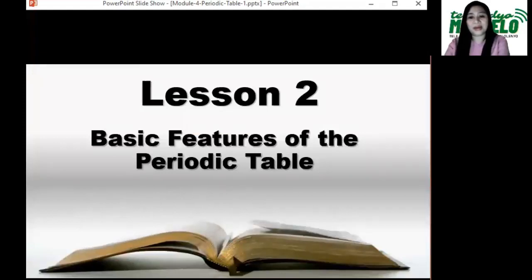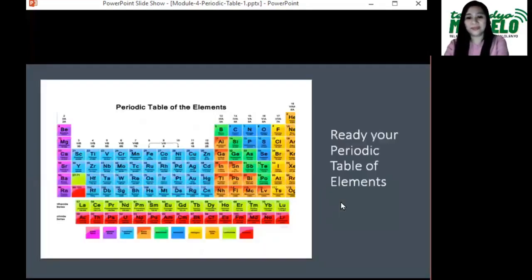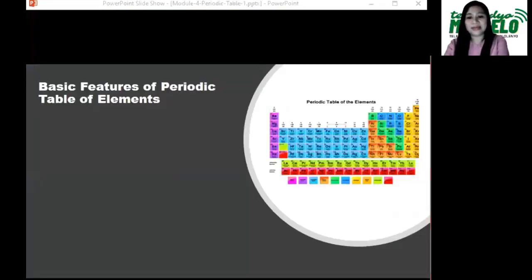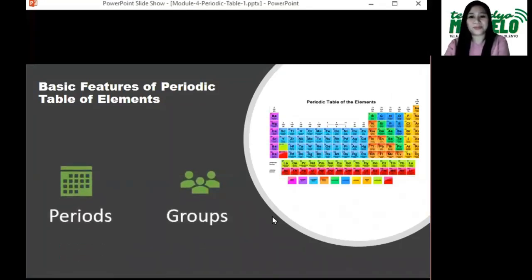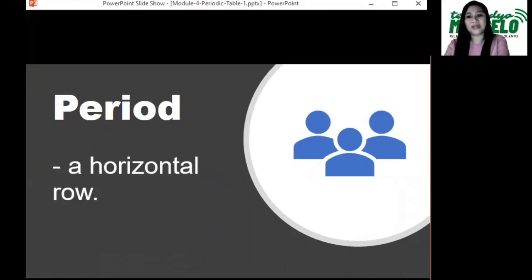Lesson 2 is about basic features of the periodic table. But before we proceed, be sure that you have with you your periodic table of elements. It is for you to easily understand and catch up with the next lesson. Now, let us discuss the two basic features of the periodic table: the periods and the groups. What is a period? It is the horizontal rows on the periodic table of elements.